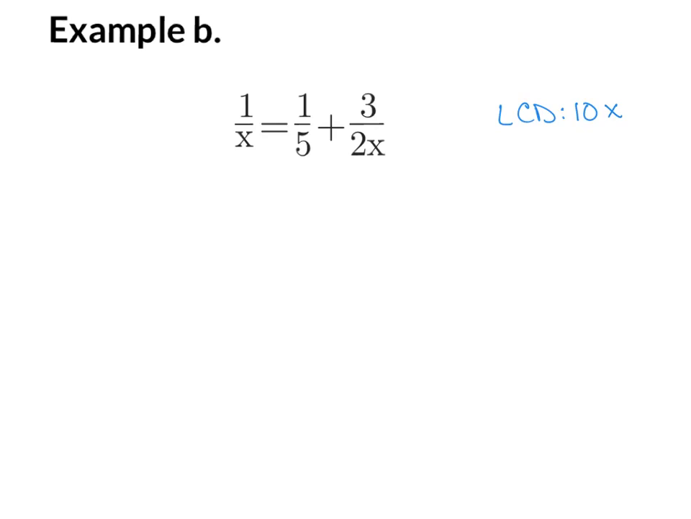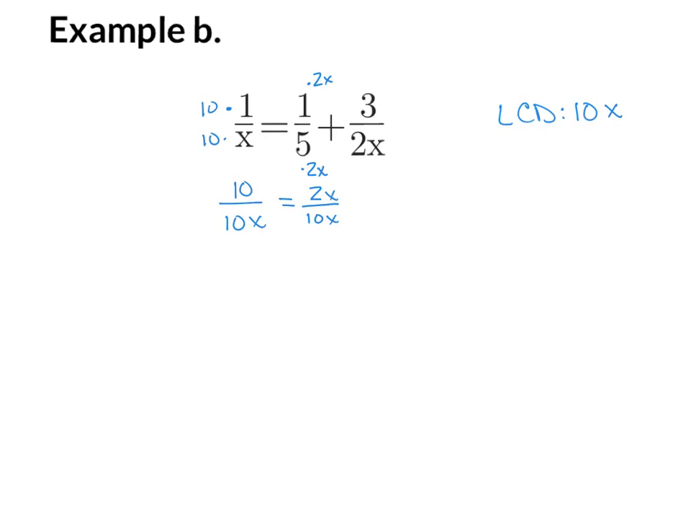All right, first fraction, how do we get from x to 10x? I want to multiply by 10. So we get 10 over 10x equals. The second fraction, what do we need to multiply in order to get from 5 to 10x? We're going to multiply by 2, that gets me to the 10, and we want to multiply by x to get the x. We're going to do the same thing on top. So we get 2x over 10x.